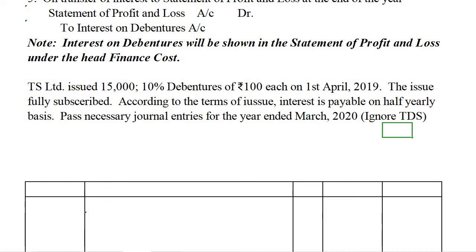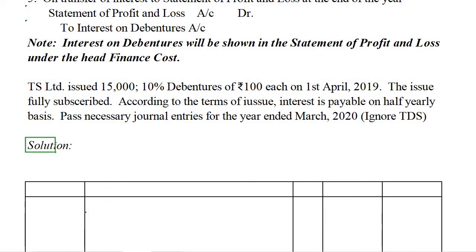Okay, half yearly basis means April 1st it is started, so at the end of the 6th month, September, the first payment will be given, and the next payment will be given in March, and you have to prepare the journal entries. So let us prepare that. Let us write the solution here.